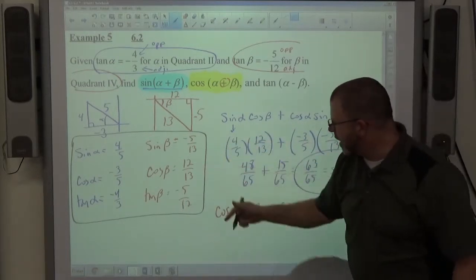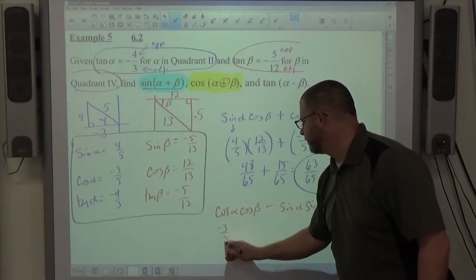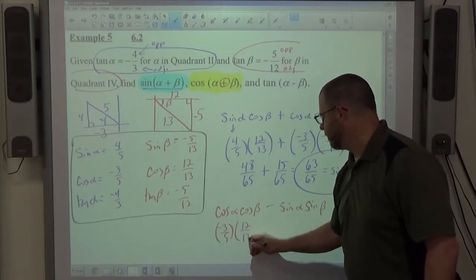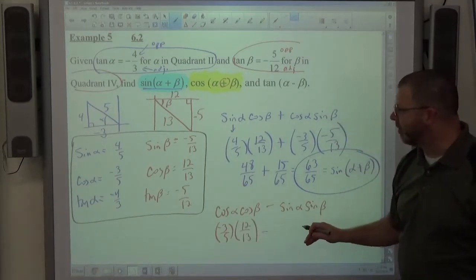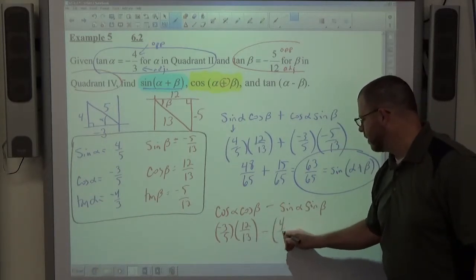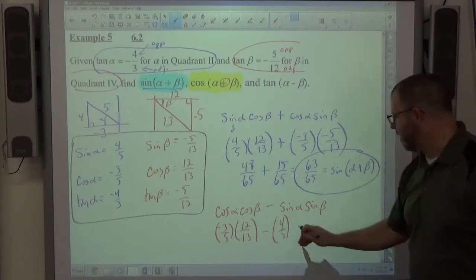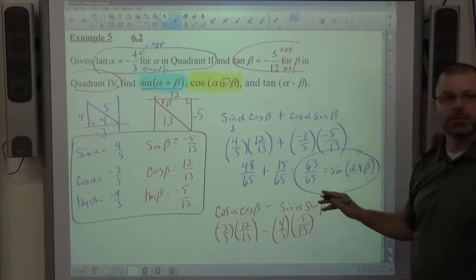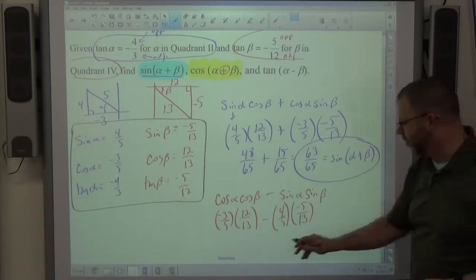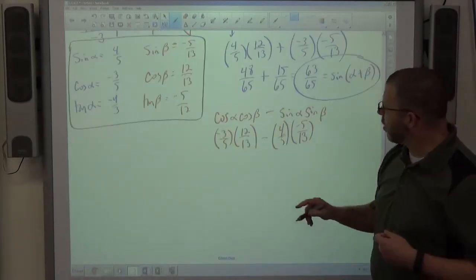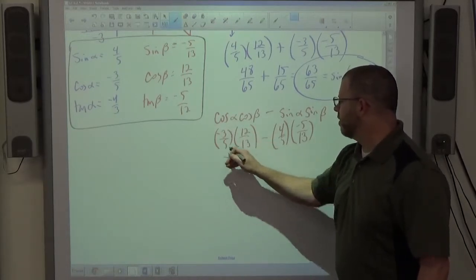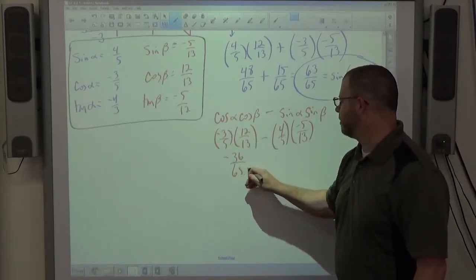So cosine of alpha is negative 3/5. Cosine of beta is positive 12/13. Minus sine of alpha is 4/5. And sine of beta is negative 5/13. Again, you can see some reduction possibilities there, but you don't want to do that because common denominators exist when you don't reduce. Negative 3 times 12 makes negative 36 on top. 5 times 13 is 65 on the bottom.